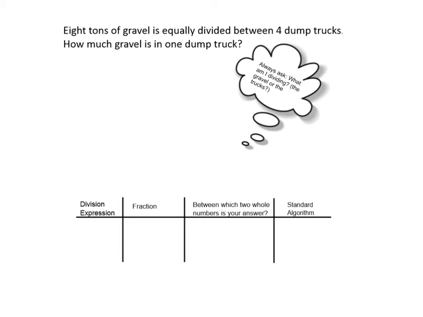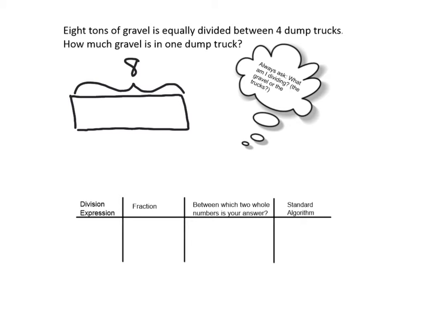Now, if I had 8 tons of gravel equally divided between 4 dump trucks, how much gravel is in 1 dump truck? So I'm going to draw a tape diagram. I've got to ask myself, what am I splitting? What am I dividing? Am I splitting the 8 tons of gravel, or am I splitting the 4 dump trucks? Well, I'm splitting 8 tons of gravel. I'm going to split it into 4 dump trucks. So that means my tape diagram gets split into 4. So its division expression is 8 divided by 4, and I know that 8 divided by 4 is 2. So each unit is 2.